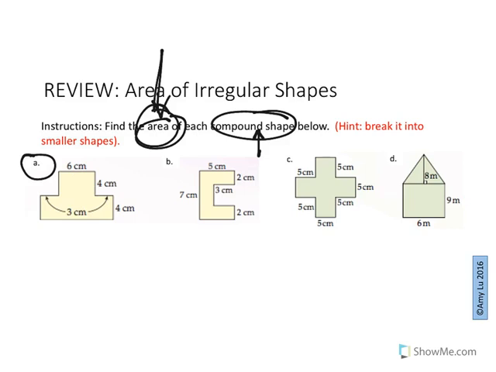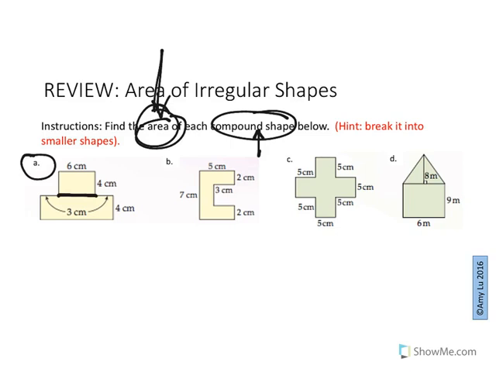So in this case, I will cut the shape into 2 easy shapes, a rectangle and another rectangle. It actually doesn't matter how you cut this up. You can in fact cut it this way as well if you wish. It's really up to you, as there's no one right way to solve a problem.